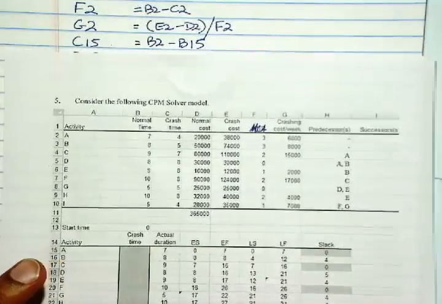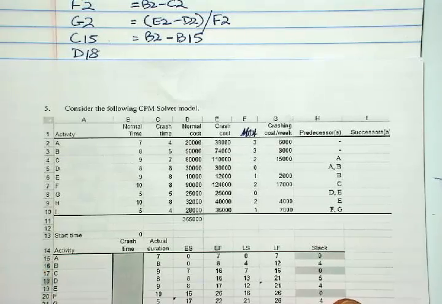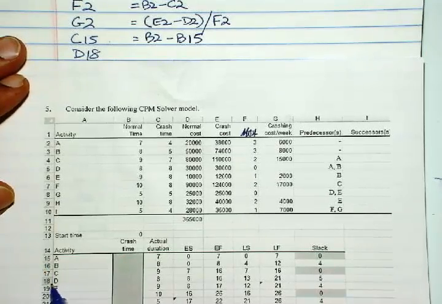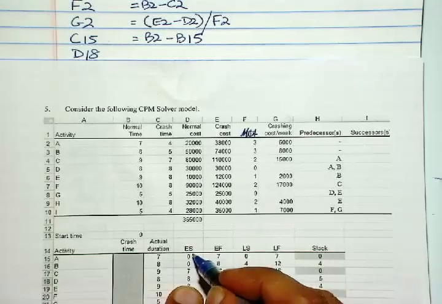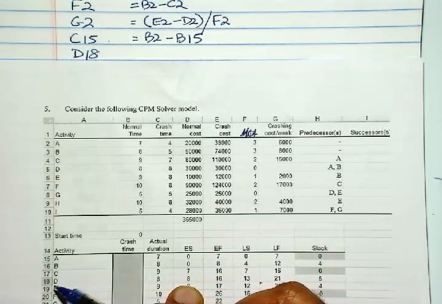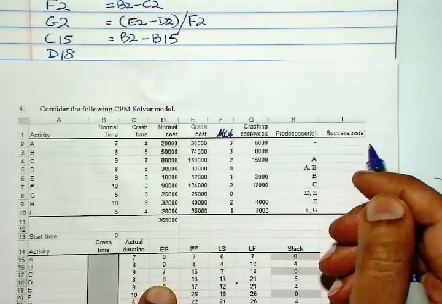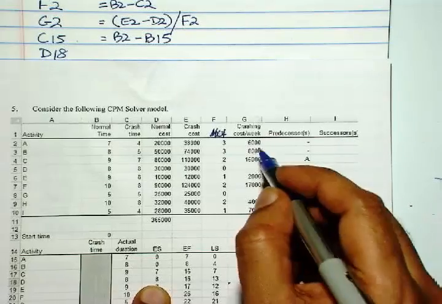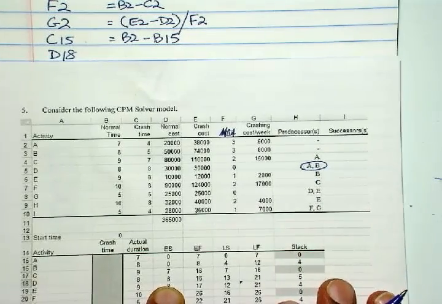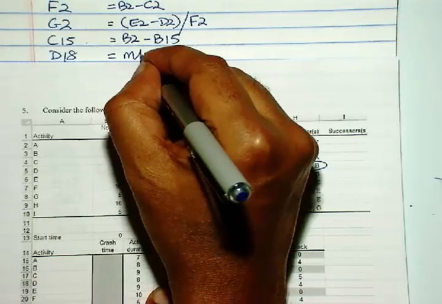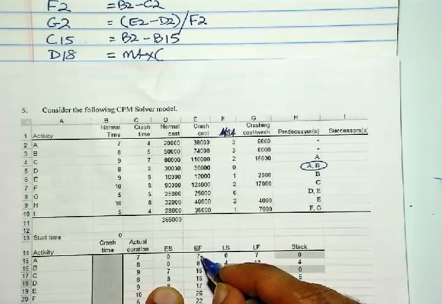Alright. The next one is D18. D18 is the earliest start time for activity D. So for activity D, we need the predecessors. For activity D we have A and B as the predecessors. So this is max of the finish time of A and B, which is E15 and E16.